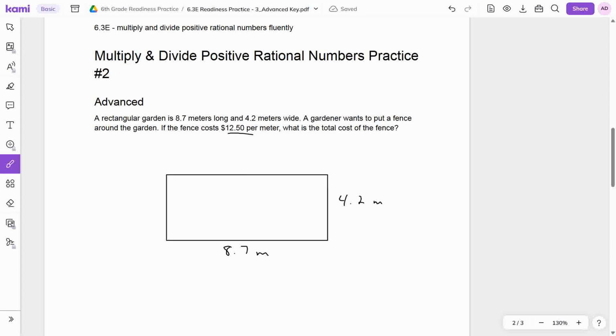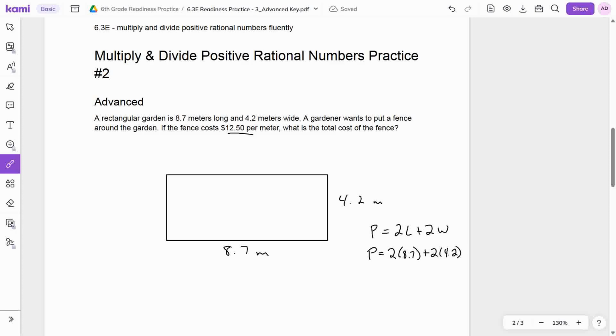All right. Well, the perimeter here, remember, equals double the length plus double the width, because it's not just 8.7 plus 4.2. I have to double each of those. So that means I'm going to double 8.7 and add that to double 4.2.